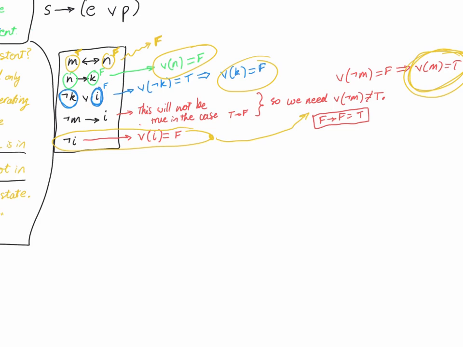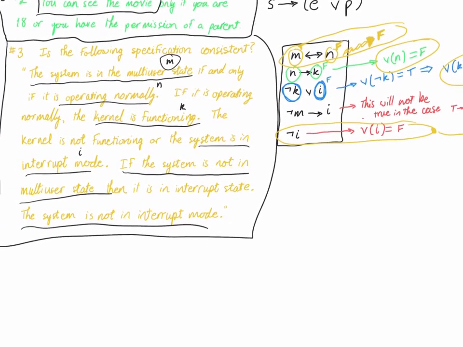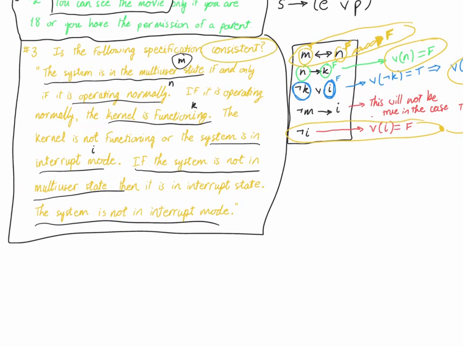It is just not possible to make all of these sentences true. Because by the time we reach the end, we have been forced to make assignments of truth values to the components so that this one is false. There was no way to make it work. And so what that means for the question is, is it consistent? No, this specification is not consistent.